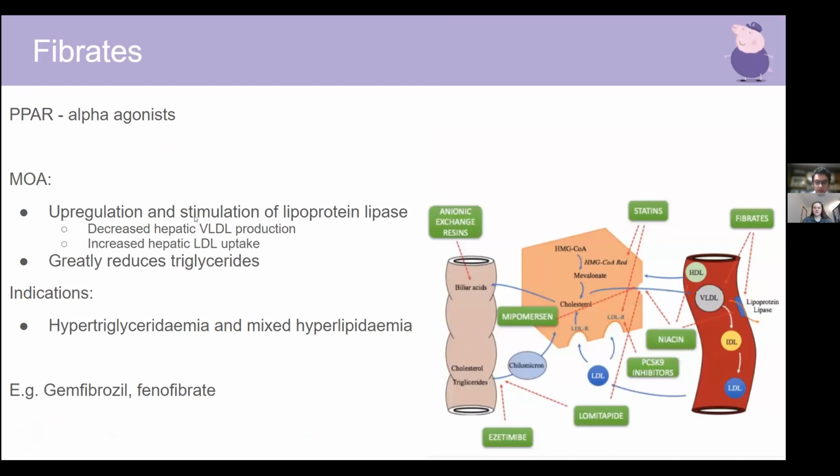Statins are the most important drug of the lecture. Next drug we're going to talk about is fibrates. These aren't as important. They're getting a little bit dated, I believe, but I'm not 100% sure. They involve the upregulation and stimulation of lipoprotein lipase. So they decrease the production of VLDL and increase hepatic LDL uptake. Their function mainly is to greatly reduce triglycerides. They're indicated in hypertriglyceridemia and mixed hyperlipidemia.